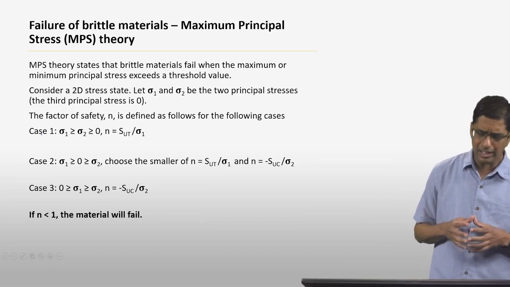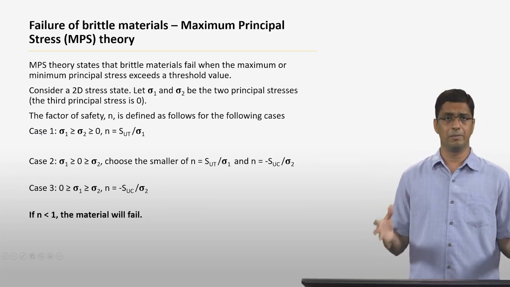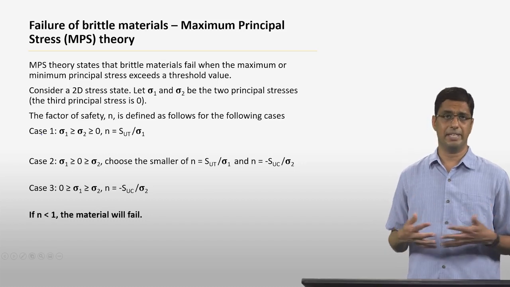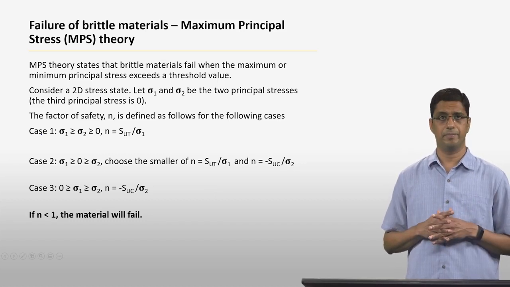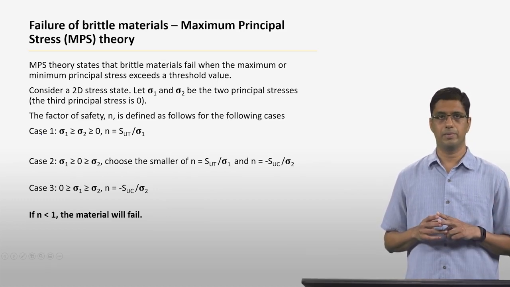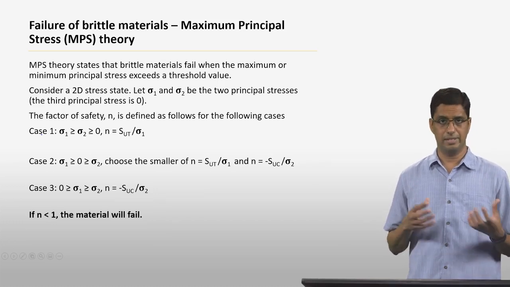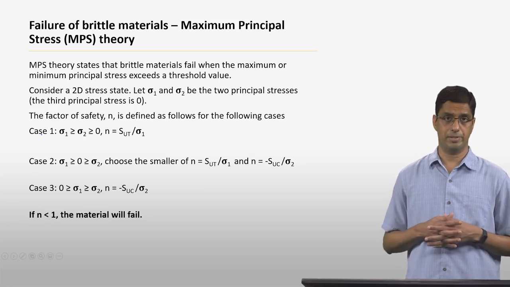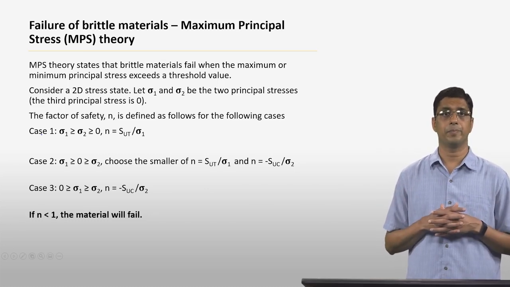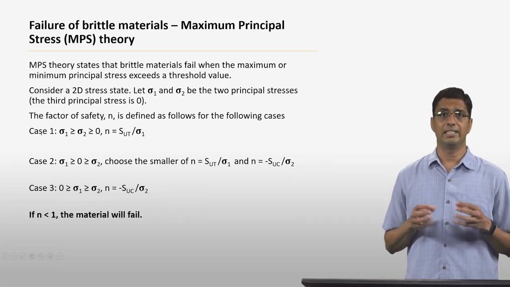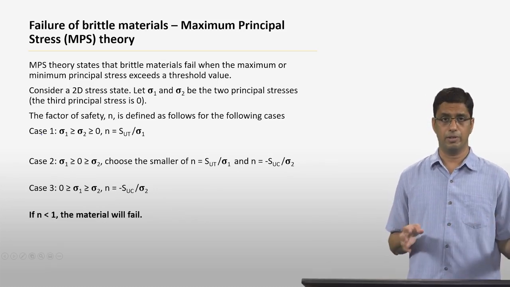Now, to understand it a little better, let's consider a simpler case where you have a 2D stress state. When you have a 2D stress state, you have only two principal stresses, sigma 1 and sigma 2, that you need to calculate. The third principal stress is 0. So let sigma 1 and sigma 2 be the two non-zero principal stresses. Then the factor of safety n is defined as follows for the following three cases.